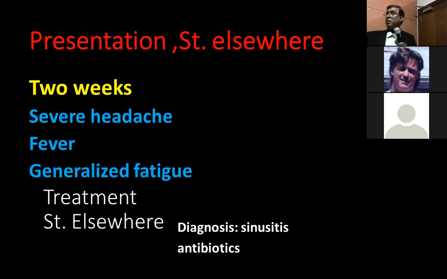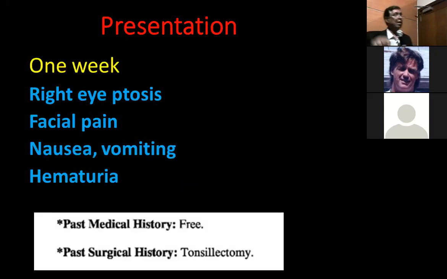He was given empirical antibiotics without any investigations, without any examination. Diagnosis: simple sinusitis secondary to flu. He was given antibiotics. After 1 week, he had right eye ptosis and started to have double vision. He complained of facial pain and facial numbness because of V1, V2 involvement. Then he started to have nausea and vomiting, and he developed hematuria.